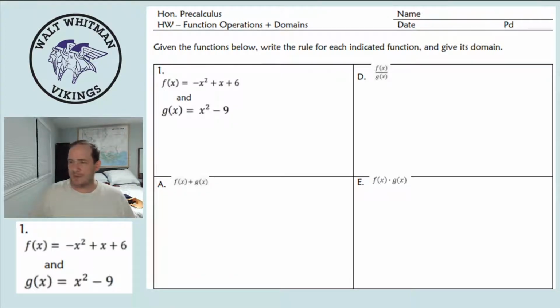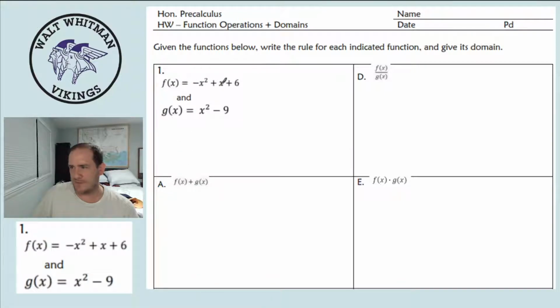So anyway, for this first pairing of functions, we got a quadratic and another quadratic, so this should actually be pretty simple, especially for the sum function, because you should notice the negative x squared and the positive x squared, they're going to cancel out right away. So our sum function is just going to be a linear function, but if I was taking this slow, I'd write the whole thing out.